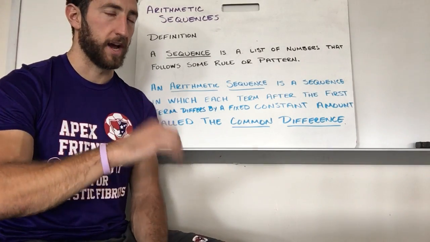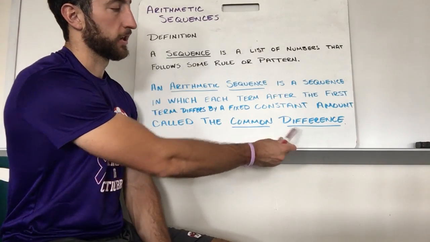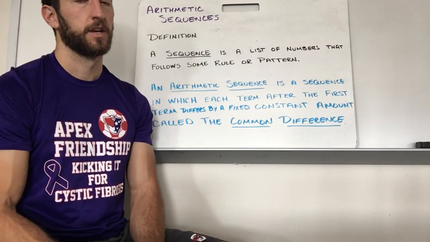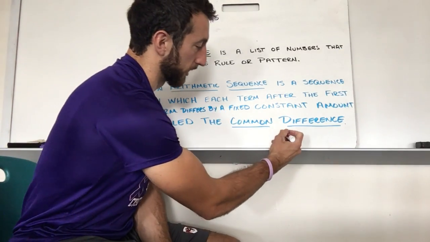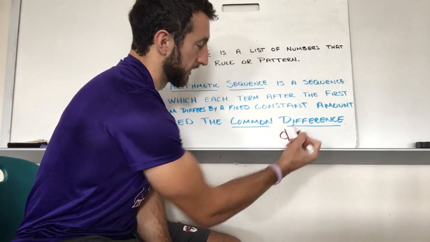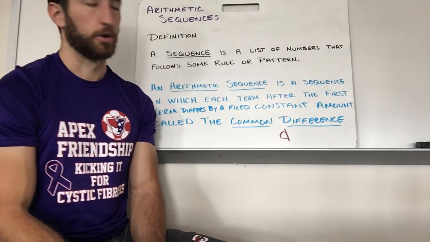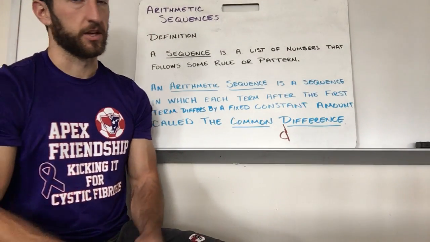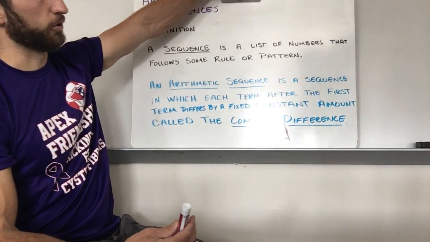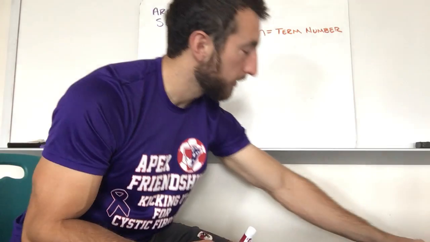That amount that we're adding or subtracting each time is called the common difference. So the common difference is the number that we're adding or subtracting each time. The letter that we're going to let represent our common difference is just a lowercase d. So lowercase d represents the common difference, what we're adding or subtracting each time.